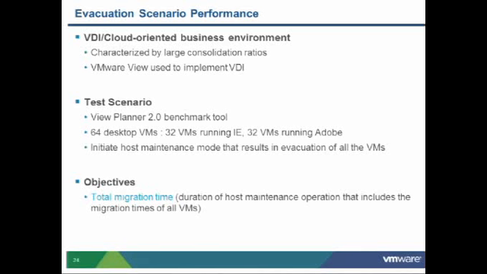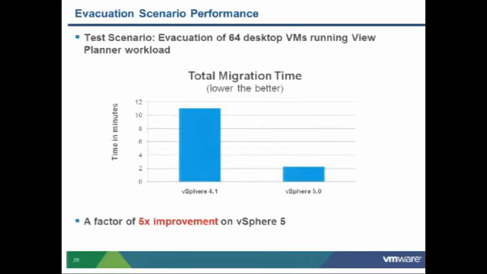Because obviously you don't want to do these migrations one at a time. You want to be able to use all the resources you have, but you want to be able to evacuate all these VMs as fast as possible. Once again, we looked at the performance data for evacuation on both vSphere 4.1 and vSphere 5. And as you can see, we have seen phenomenal improvement in performance. So the total time to evacuate all these VMs dropped from about 11 minutes to just about 2 minutes. And many people may not actually believe this data, and I want to show why we made these performance improvements.